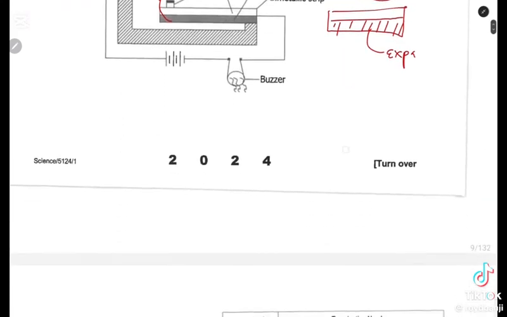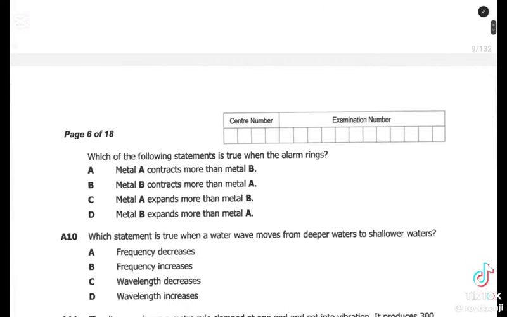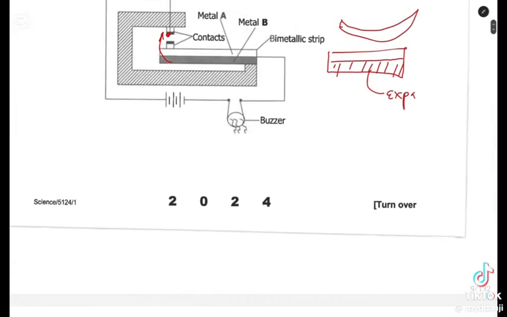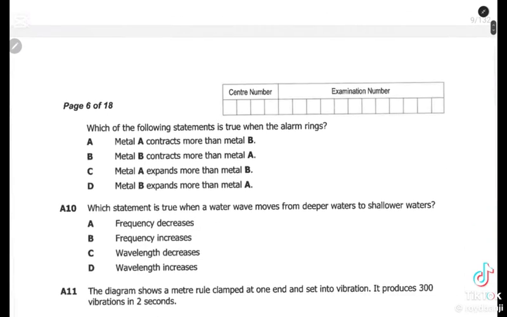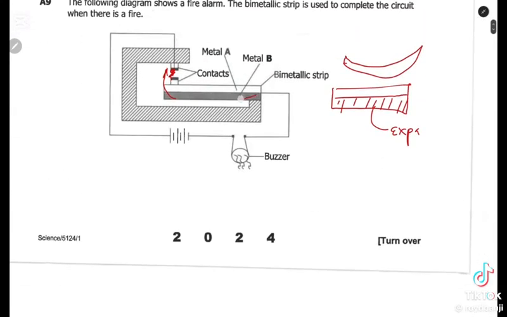Now, what is the question? Which of the following statements is true when the alarm rings? When the alarm rings, there is a complete circuit here, which means it touches there, and that can only be when the metal on the outside expands. Metal A contracts more than metal B? Let us reserve this one. Metal B contracts more than metal A? Metal A expands more than metal B? We know that metal B expands more than metal A. So the answer therefore is D. When it expands, it curves that way and touches there, causing the alarm to ring.